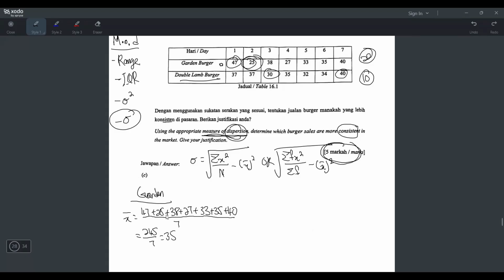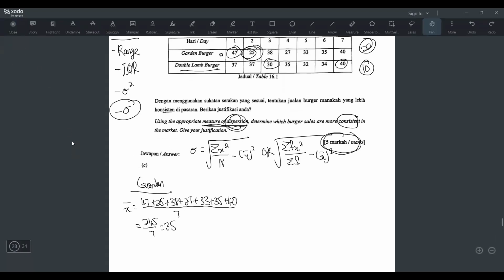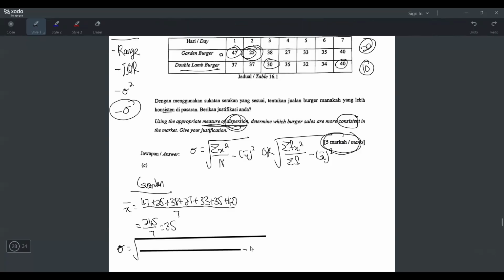So after getting the mean, now we can find our standard deviation, right? The standard deviation formula, I told you already, you have to use this one because there's no frequency. So let's draw everything nicely first. This is how it looks like. But don't forget to minus the mean square. So the mean is 35.